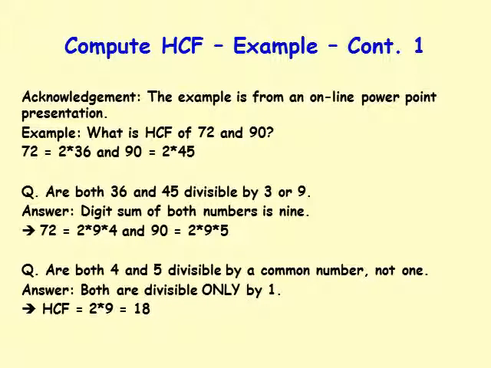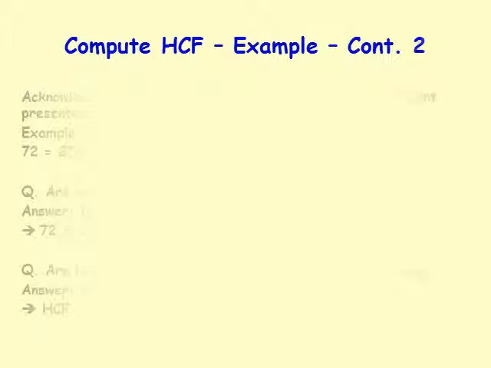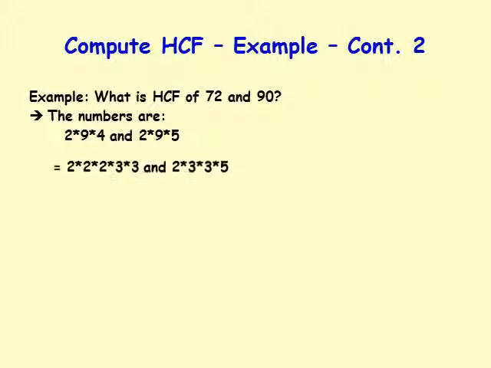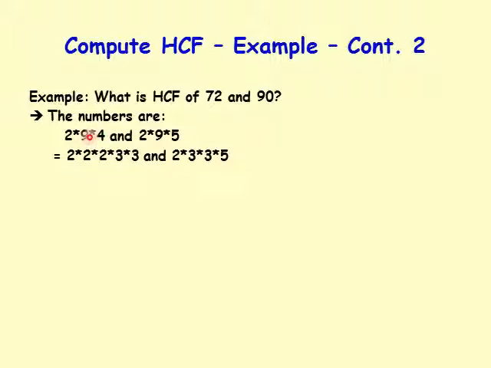So the HCF is 2 times 9. This is common here: 2 and 9, 18. What is the HCF of 72 and 90? That's the problem here. We came up to here on the previous slide, where we had 18 as the HCF from 2 times 9.